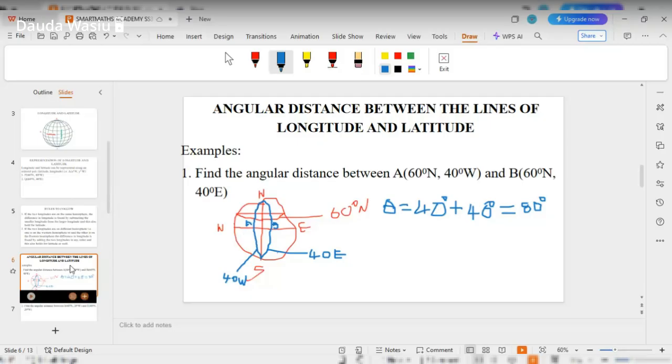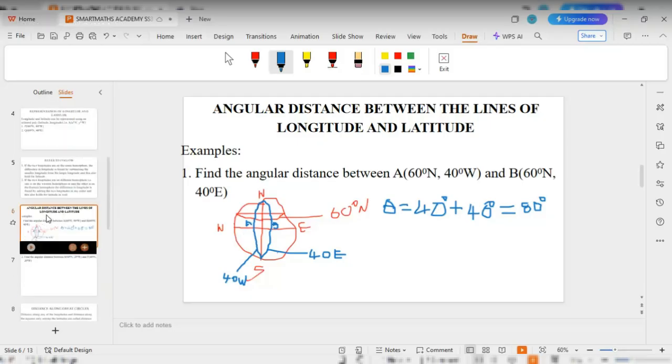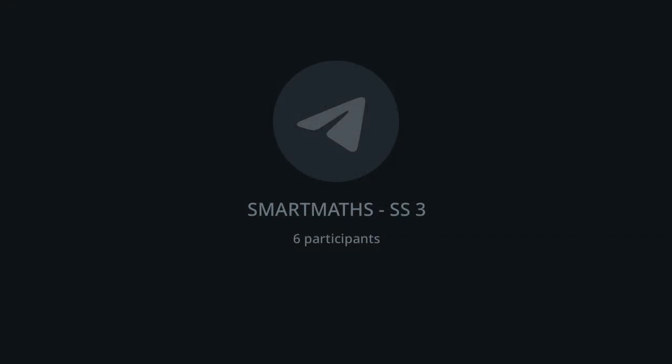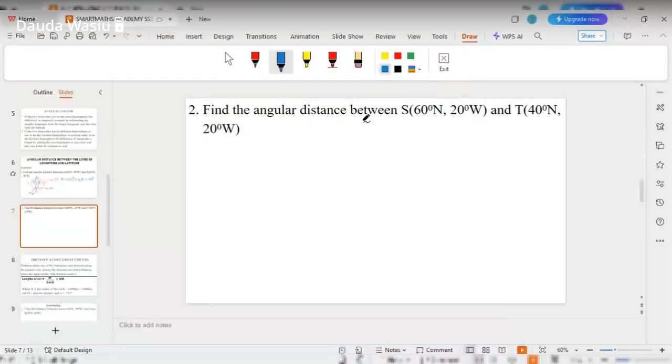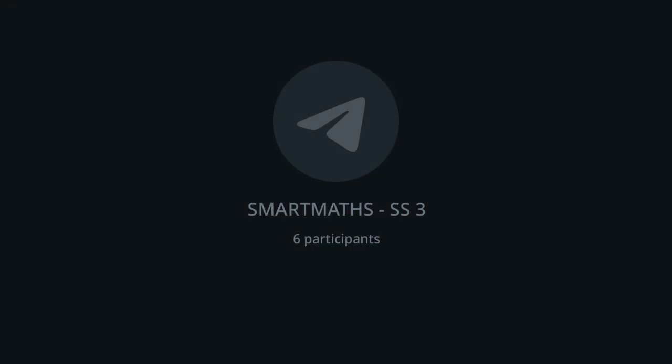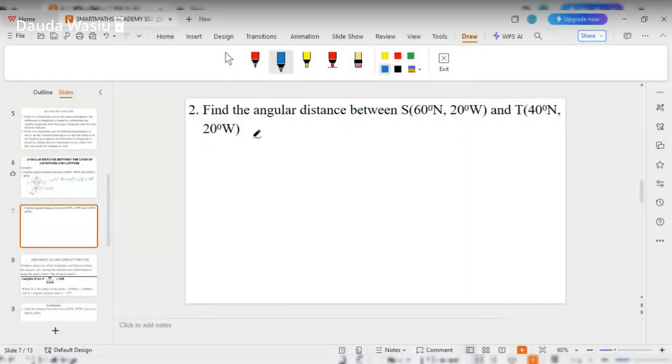Then the next slide, that's the next slide, slide 7. So we have: find the angular difference between 60 degrees north and 20 degrees west, and T of 40 degrees north and 20 degrees west. So we are going to get the angular difference from the what here? From the latitude, sorry. So let me pick the diagram.